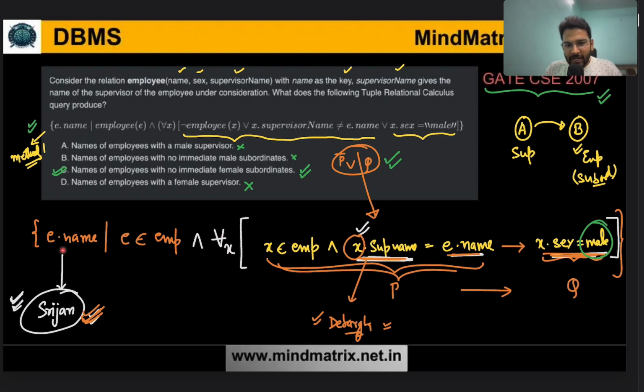Because now it's just like a statement that we are reading. I just read it in front of you, right? That we are finding E.name, some employee name, and E belongs to employee, fine. And for all X, X also belongs to employee. X.supervisor name, that if I'm having some employee X, his supervisor name is same as E.name, that means this person, right? If this is the scenario for all X, then for all those X will have the male sex.